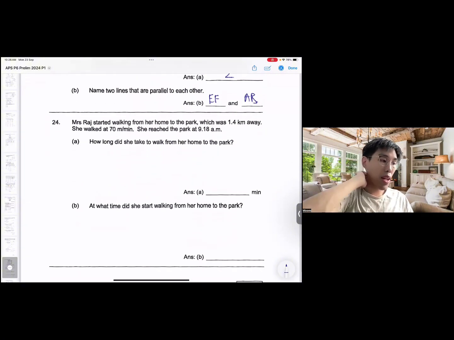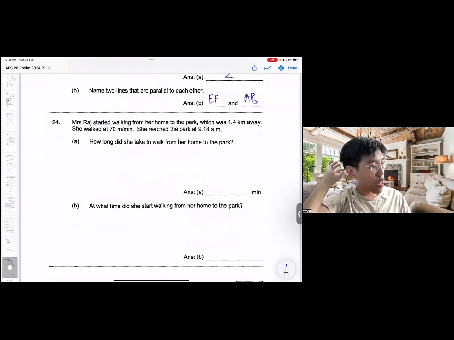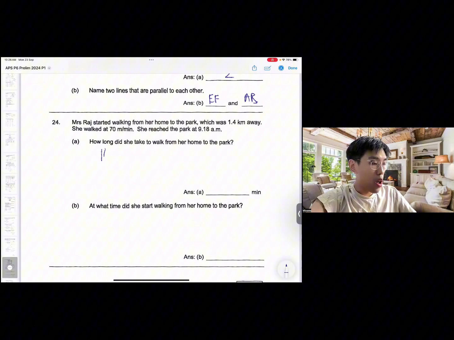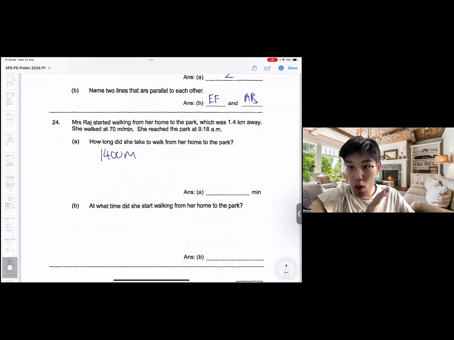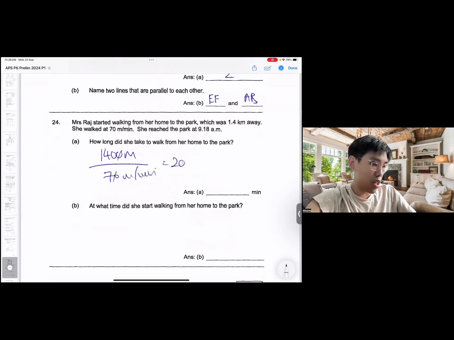Okay, 24. Walking from home to the park 1.4 kilometers away, walking at 70 meters per minute. How long did she take? Okay, so this one is quite straightforward. 1,400 meters. I want to change all to the same units. Then I divide by 70 meters per minute. So I cancel like that. The answer is 20 minutes. So answer 20.